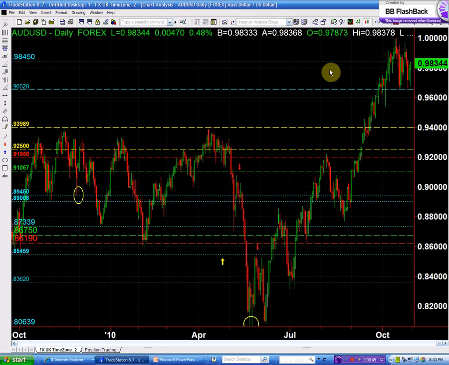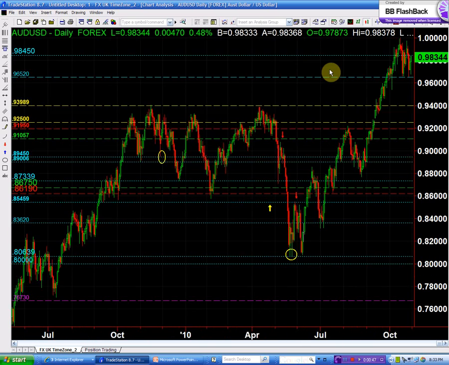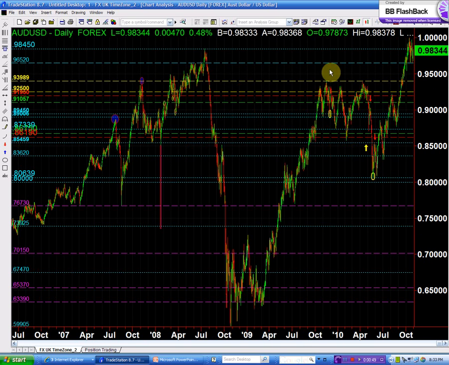And as you can see, again, this is for the people that are attending for the first time, this was the break of the 98.45 in July 2008. When it broke the 98.45, it took us all the way down to the 63. You had a 3,000 pip move on a break of the 98.45.